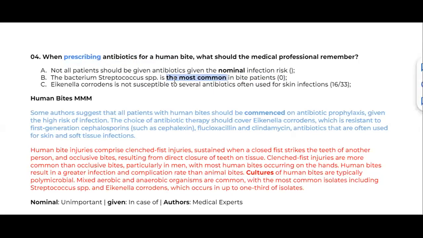Now we have to eliminate this one. The most common in bite patients. Where is the most common mentioned here? Sir, second last line, sir. Yeah, with the most common isolates. Isolates means groups, including Streptococcus and Eikenella corrodens. Okay, so here you can see there are two of them most common. So when there are two most commons, I can give an example here.